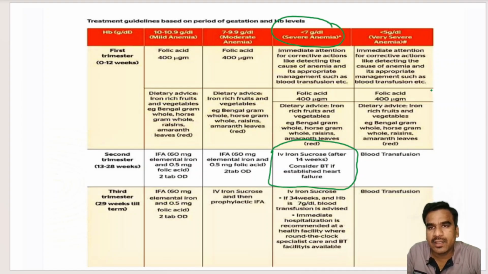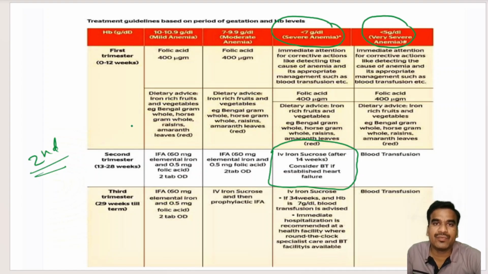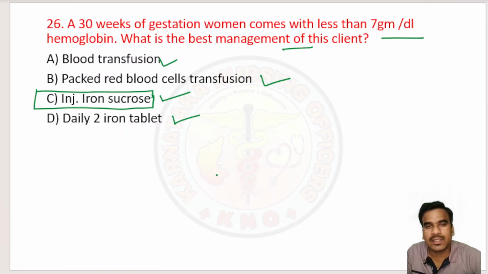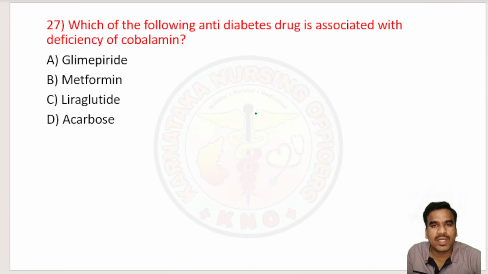Blood transfusion is given if the Hb is less than 5 gram per dl. Second trimester onwards, this is very important, we give iron sucrose. In the first trimester, we do not, as per the national protocol. This image may not be clear, so I will send it to you in the group. Don't worry. Only from the second trimester onwards do we give transfusion or iron sucrose. So the right answer is injection iron sucrose. The best management is iron sucrose infusion. Then we will move on to the next question.